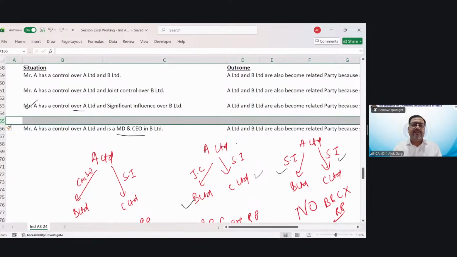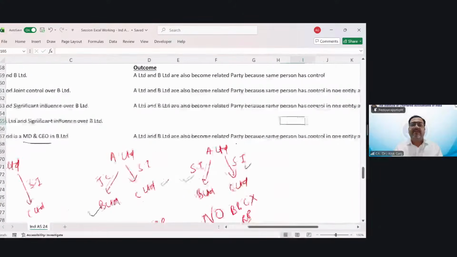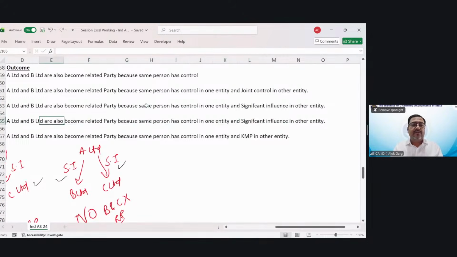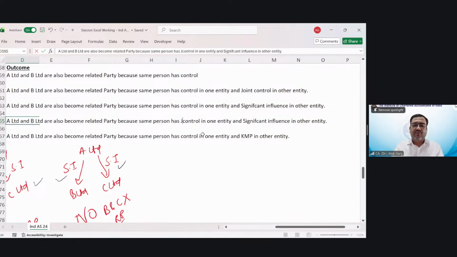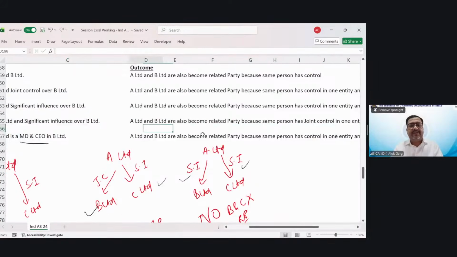So let me take one more example, of joint control also. Mr. A has a joint control over A Limited and significant influence over B Limited. So A Limited and B Limited also become related parties, because the same person has joint control in one entity and significant influence in the other entity, right?